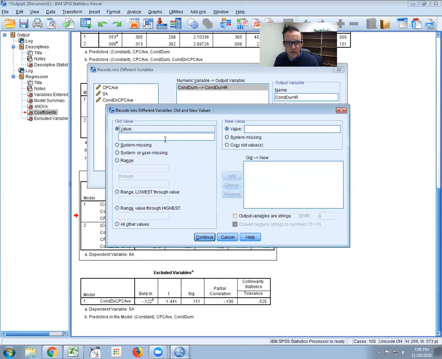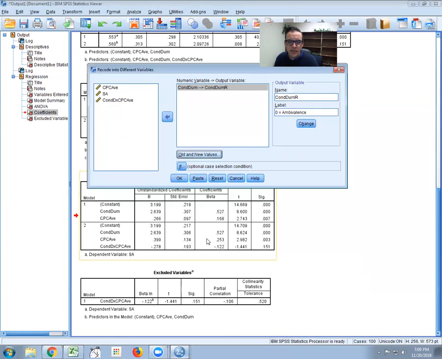Then I go in here and assign what the values are. So you see old value here. If the old value was a 1, you see a new value here, then it should have a new value of 0. And I'm going to click add. If it had an old value of 0, then we want it to have a new value of 1. So this makes all the 1s into 0s and all the 0s into 1s, so it flips it. So in the original condition, 1 meant they got the ambivalence condition, and 0 meant that they got the unambivalence condition. So we flipped it. So now 1 means they got the unambivalent condition, and 0 means they got the ambivalent condition. And so we click continue.